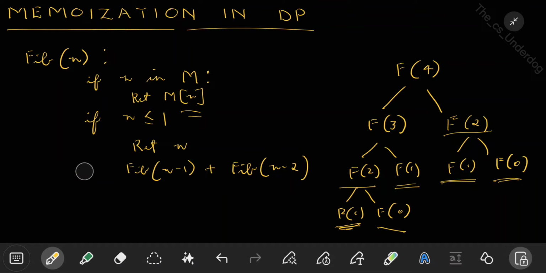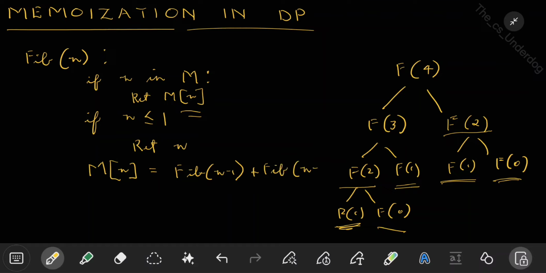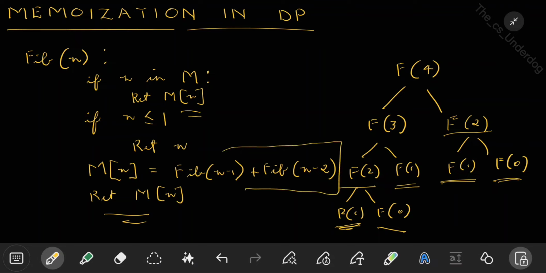So if this is not the case, you should add one more line here. That is, whenever you are computing, you should add it in the memo. That is, m of n is equal to Fibonacci of n minus 1 plus Fibonacci of n minus 2. So whenever you are computing anything, you are always storing it in the memo and you will return whatever is present in memo, right? M of n. What will you do now? Here the speciality is, whenever you are computing anything, you are storing it in memo, and whenever it is available in memo, you are not computing, you are directly using that result.